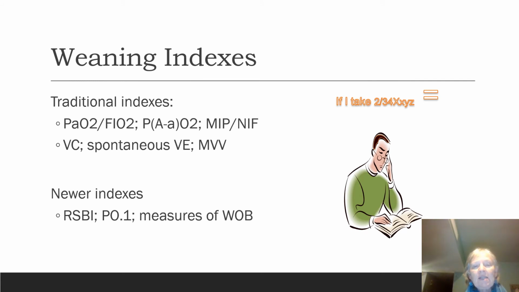So some of the weaning indexes have changed a little bit. Some of the traditional ones, we're looking P to F. Remember, anything greater than 200 you're considered as a candidate for weaning. Your PA minus little AO2 gradient, if you're 100% oxygen, less than 350. Your MIP, your NIF, is at less than -20. Do you remember in some hospitals they actually go up to -25, -30? What is your vital capacity, spontaneous minute ventilation, your MVV if they do that?